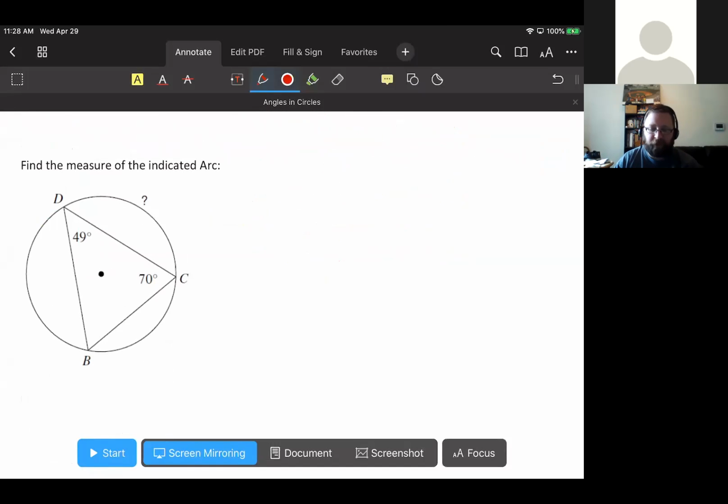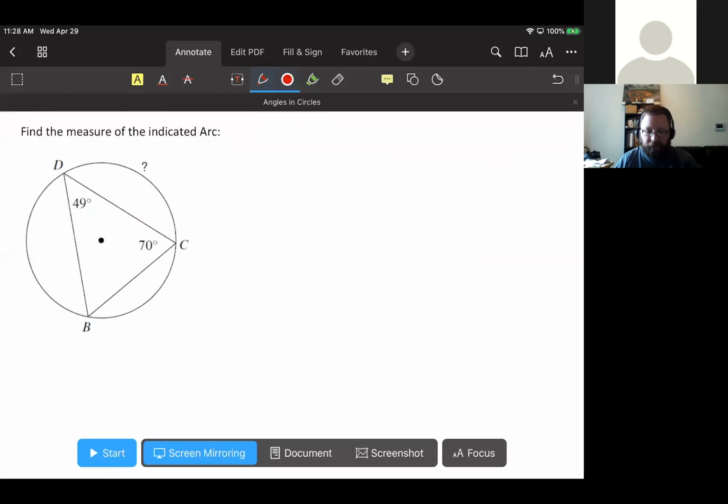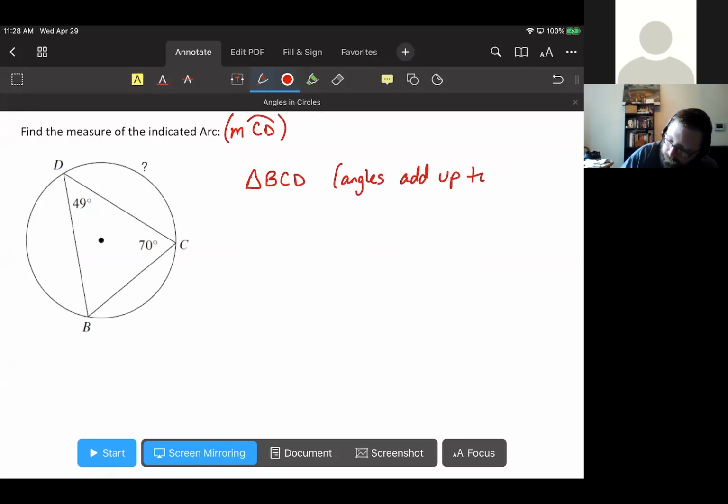Here this one says find the measure of the indicated arc, and it's asking us to find the measure of arc CD. Now this one's a little bit trickier. In there we have a triangle BCD, and in any triangle the angles add up to 180 degrees. So you can see that we can embed other stuff from previous lessons in the class into these problems to make them more difficult.